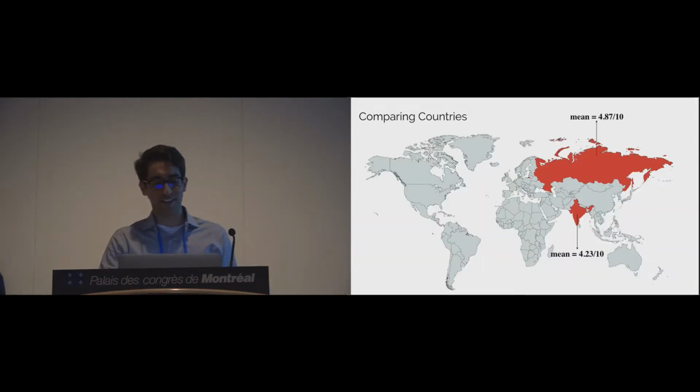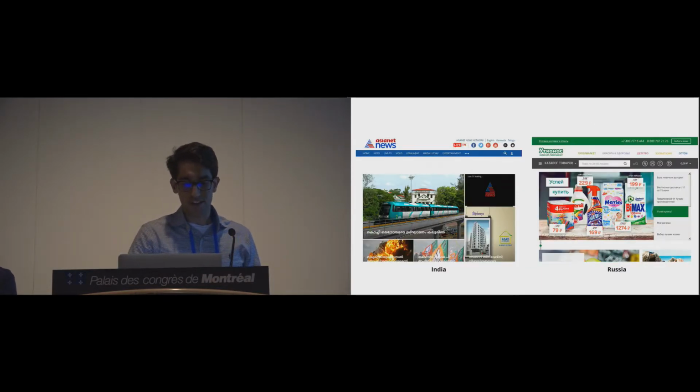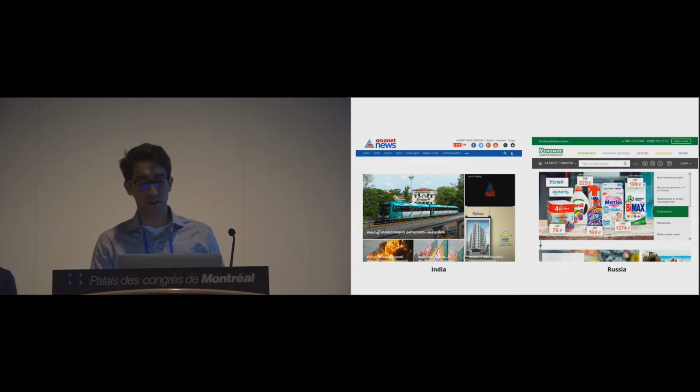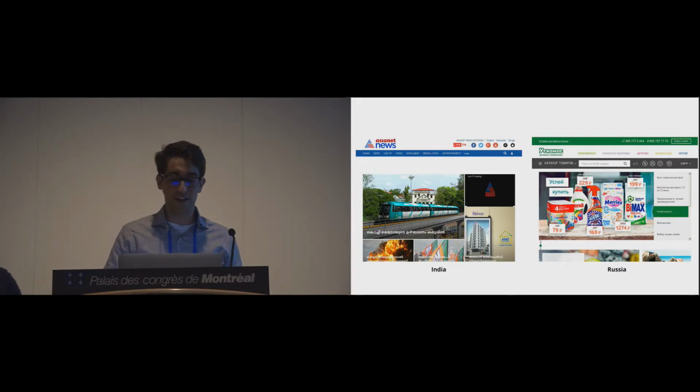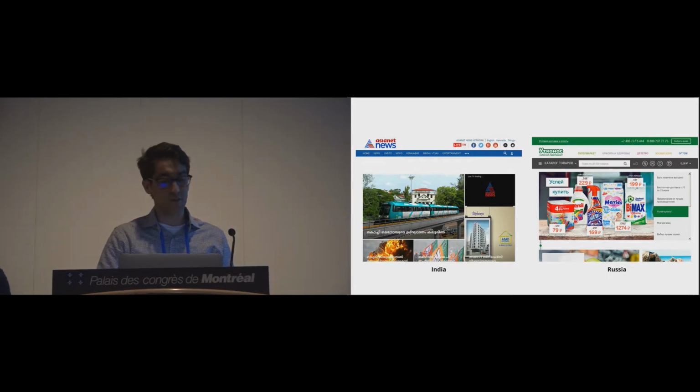Comparing the average complexity score, we again found statistically significant differences across countries. Top websites in India, for example, are on average less complex than those in Russia. You can see this difference here with an example of a website around the average visual complexity for India on the left, and the same for Russia on the right. You can see that the Indian website has less clutter compared to the Russian website.